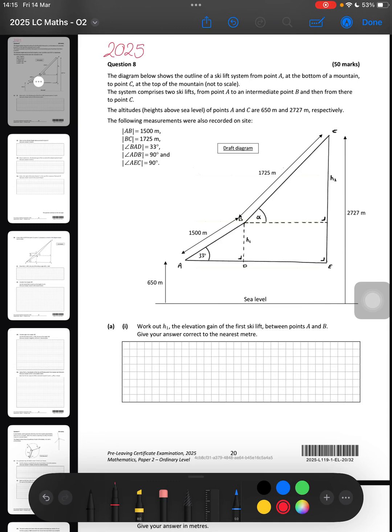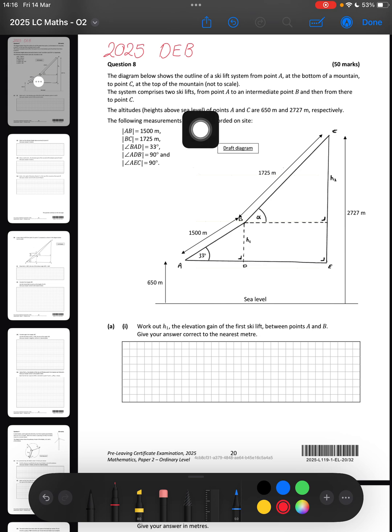Okay, so the 2025 mock from DEB, paper 2, question 8 is a question about a ski lift. It says, the diagram below shows the outline of a ski lift system from point A at the bottom of the mountain to point C at the top of the mountain, not to scale. The system comprises 2 ski lifts from point A to an intermediate point B, and then from there to point C.